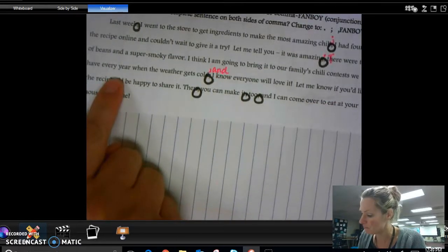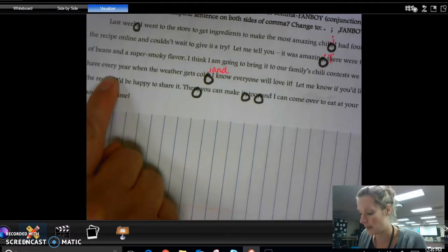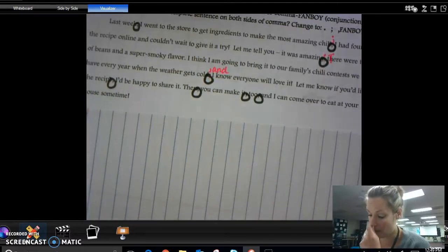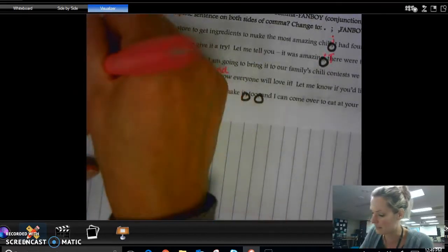Okay, here's the next one. Let me know if you'd like the recipe. Okay, that's a sentence. I'd be happy to share it. Sentence. Okay, so I have a couple of options. I don't want to do a comma fanboy here. I feel like I need a semicolon here.